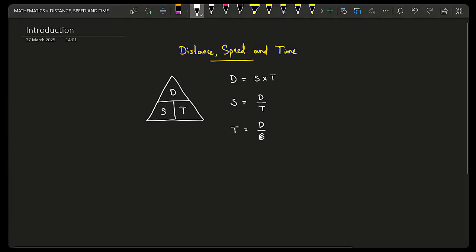So what are these formulas? Distance is the product of speed and time. Speed is distance divided by time, and time is distance divided by speed. We can have different units for speed. It can be in kilometers per hour, it can be in meter per second, etc. And we can convert from one unit to another unit also. So first let us see what a unit conversion in speed is.